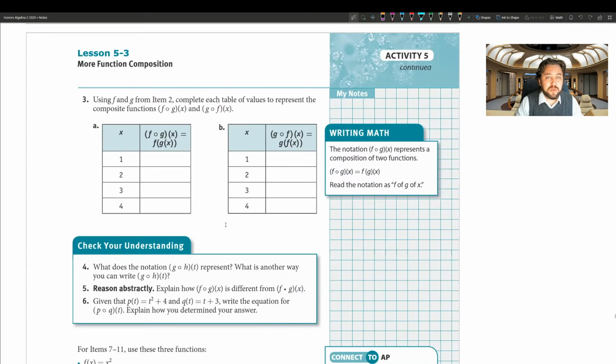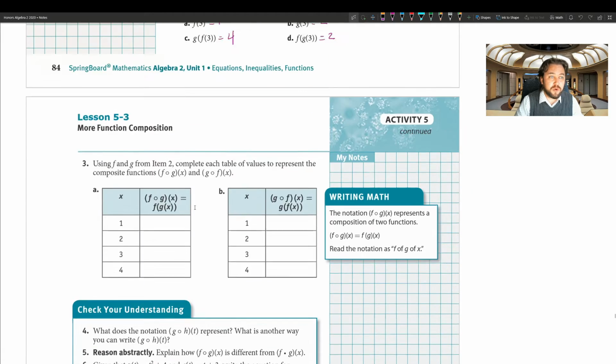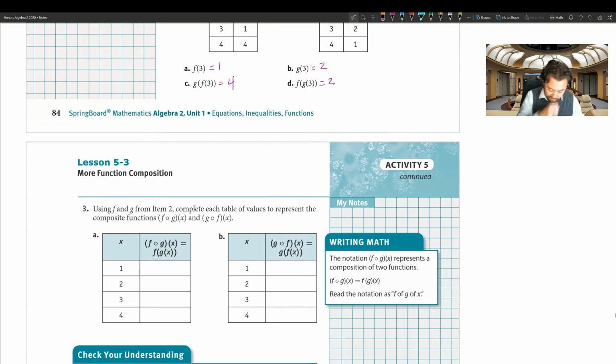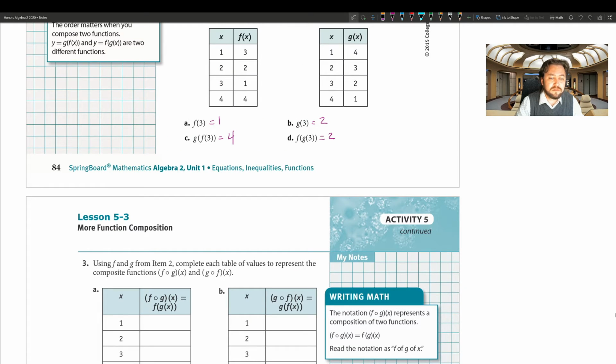Let's go on to the next page. So we're going to do f of g of x and g of f of x for those tables that were up here. So let's scooch. If I put in x is 1, right? If I put it in to g of x, so I'm putting in 1, and then that goes over to the other one. So 4 goes into this one, and I get 4 out.